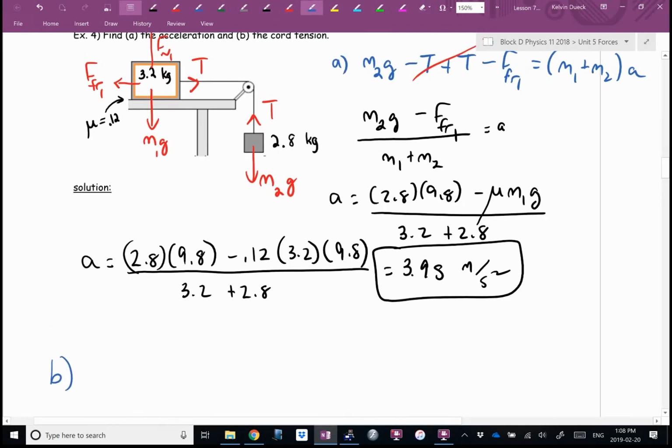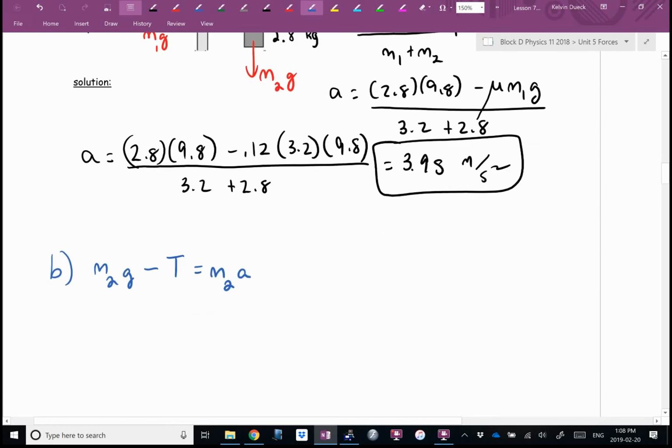Okay, so now B. We're just going to write an equation for mass 2. Who's winning? M2G. Who's losing? Minus tension. Stop. I'm only doing it for one mass. So what does that equal? M2A, because I'm just doing it for one mass. What am I trying to find? T.